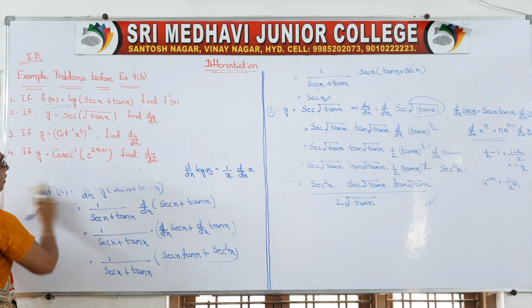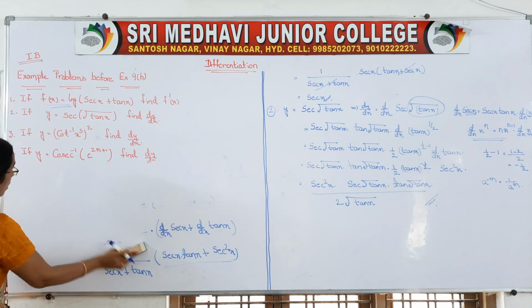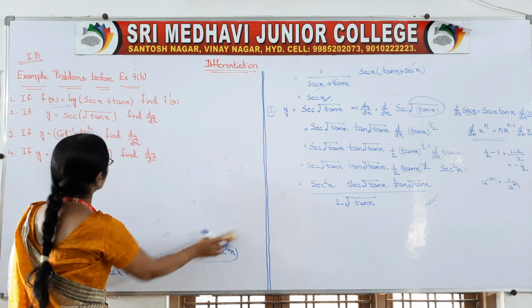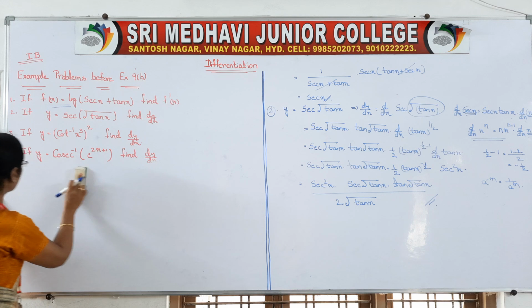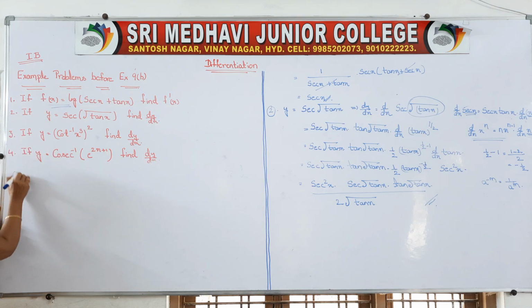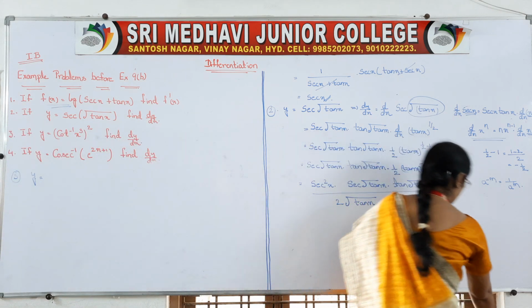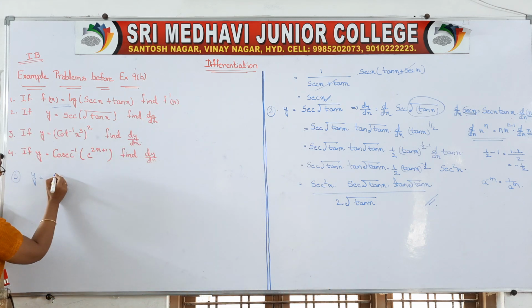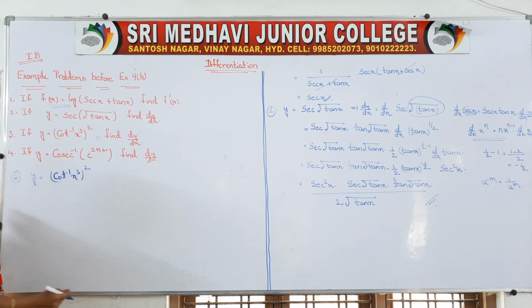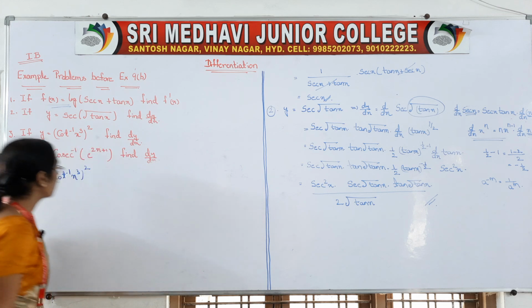Now come to the third one. What is your third question? See the third question: if y is equal to cot inverse of x cube whole square, then find dy by dx. So come on, first take your y value. What is the given y value? Y is equal to cot inverse of x cube whole square. We have to find dy by dx. So how will we find dy by dx now?